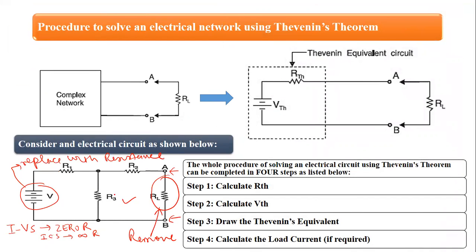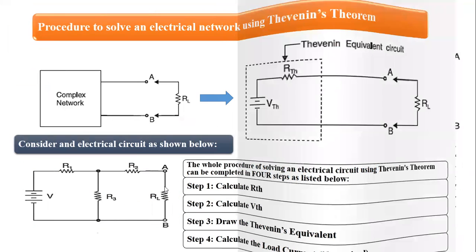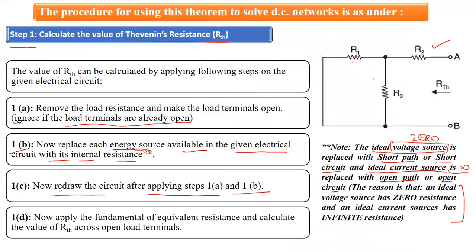And here R1, R3 and R2 are connected across the load terminals. So we have R1, R3 and R2. And now this is what RTH is. That means RTH is calculated from the open load terminals by replacing all the sources with their resistances, right?